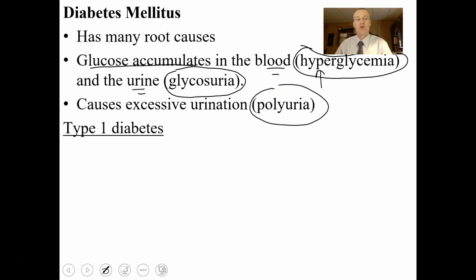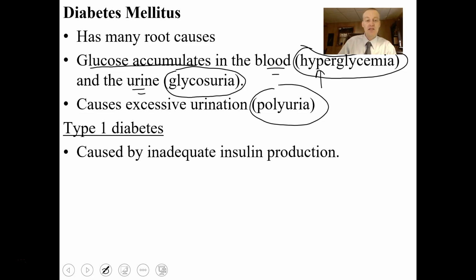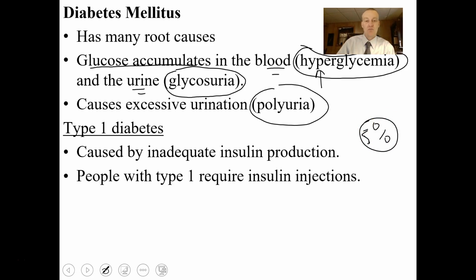So there are two types of diabetes mellitus. We have type 1 diabetes, which is caused by inadequate insulin production. This is, I think, the lower amount of people. So somewhere around 5% of the people that have diabetes are going to have type 1 diabetes. So people with type 1 are going to require insulin injections, and a lot of these folks acquire this very early in their life when they're a juvenile.